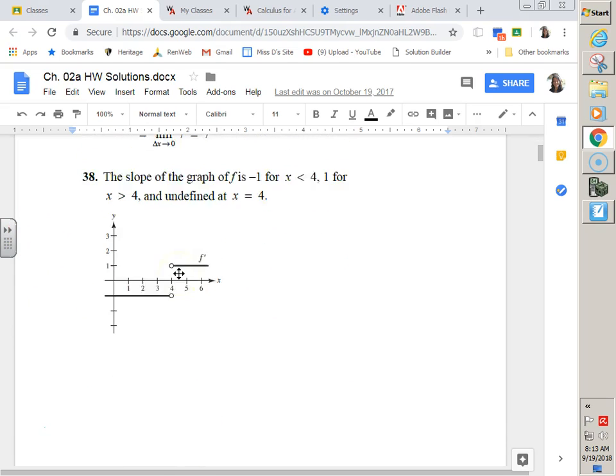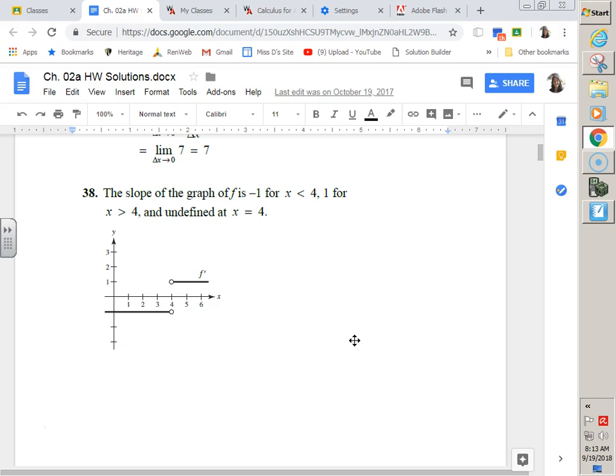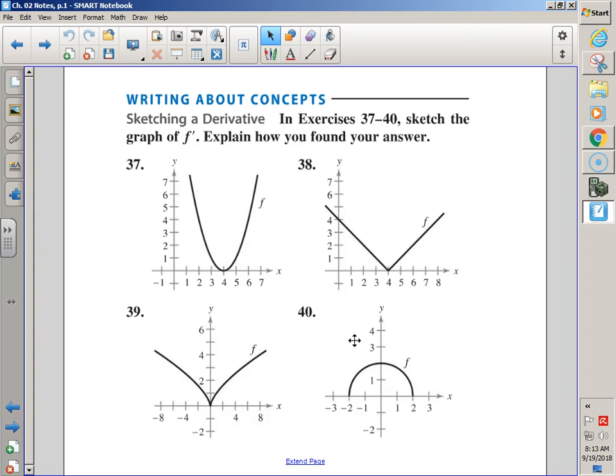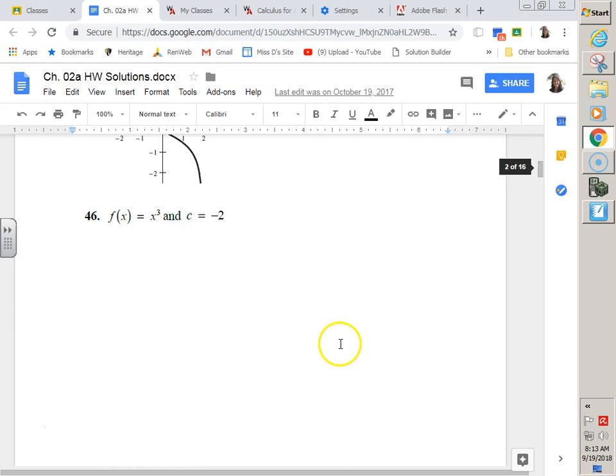Maybe we can cheat a little bit even without using basic rules. Okay, number 38. Ugh, isn't 38 from this nasty section? Let's keep going. We'll come back to it. Same with 40. 46. We'll come back to 38 and 40. That's in the nasty section.